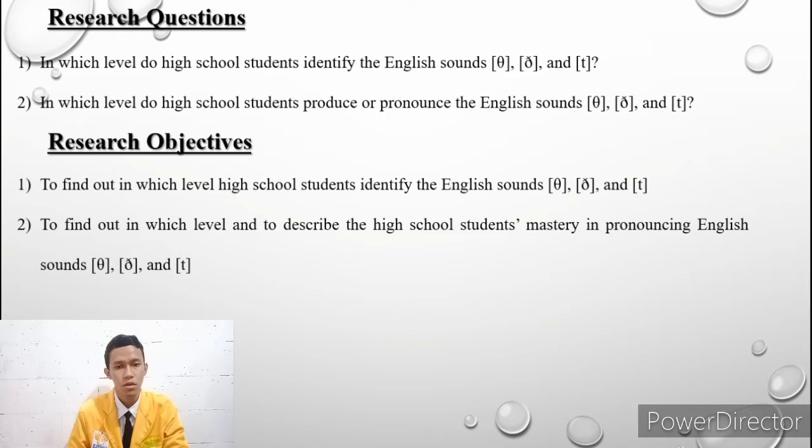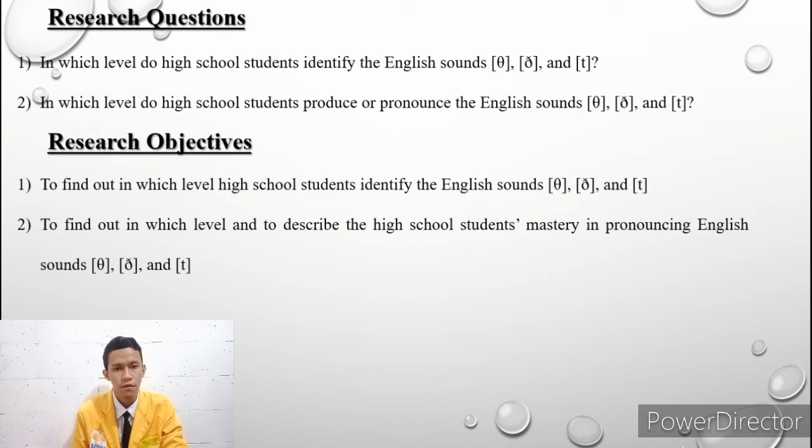Therefore, this present study will not only focus on the production of the sound, but also how they identify or perceive it and categorize the student mastery level according to the criterion level suggested by Kronlund, 1981. And for the research questions, the first is, in which level do high school students identify the English sound th, th, and th? And in which level do high school students produce or pronounce the English sound th, th, and th? Therefore, the research objectives are to find out in which level high school students identify the English sound th, th, and th, and to find out in which level and to describe this high school student mastery in pronouncing English sound th, th, and th.